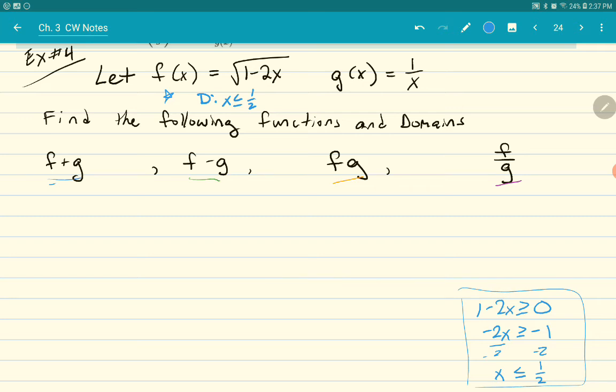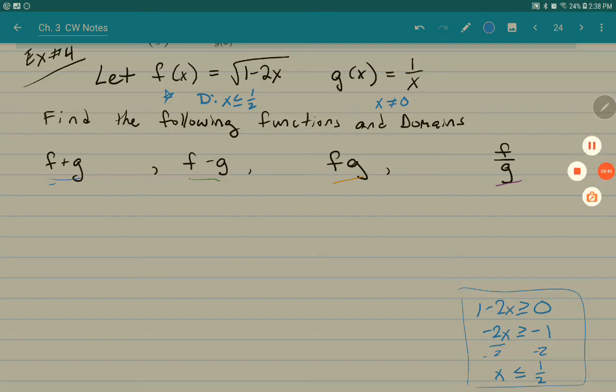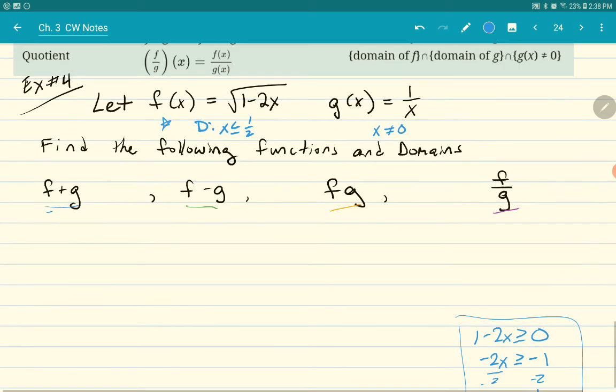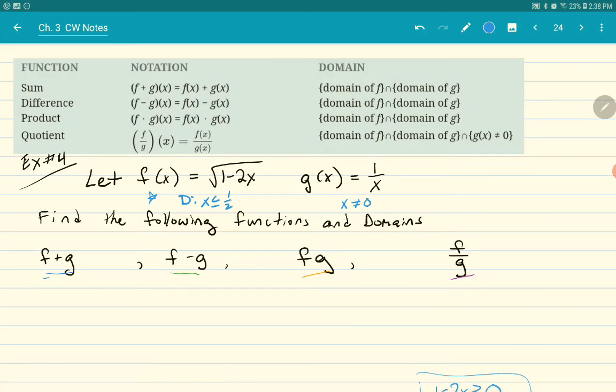All right, and then the restriction on g of x is that x is in the denominator, so x cannot be equal to 0. So when I take the intersection of these two domains, I have to leave out the 0 as well. Well, I guess 0 is already less than 1/2, so that doesn't change our domain. Wait, yes it does. I'm sorry, I was thinking about 0 is less than 1/2. So I'm going to go back to when we look at the domain of f intersection the domain of g.